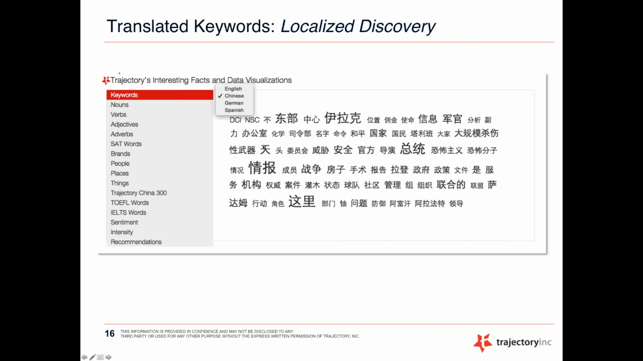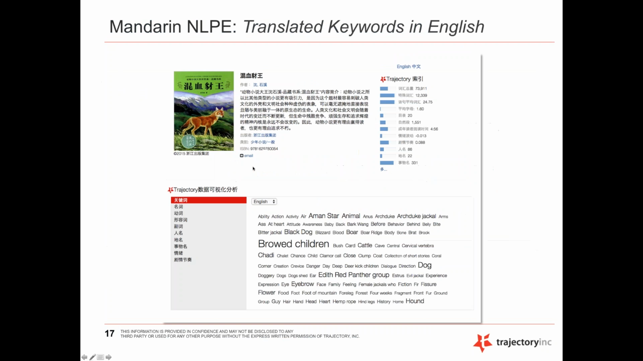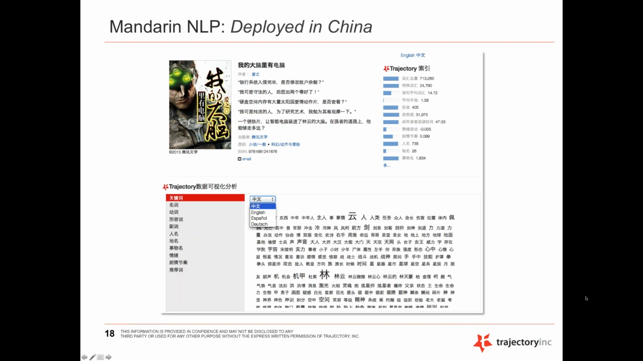Again, we're back into Chinese, and then we also have the engine built into Mandarin. So we're able to now start to compare books and data from one language into another language. And we've got this live in different sales channels around the country and around the world.